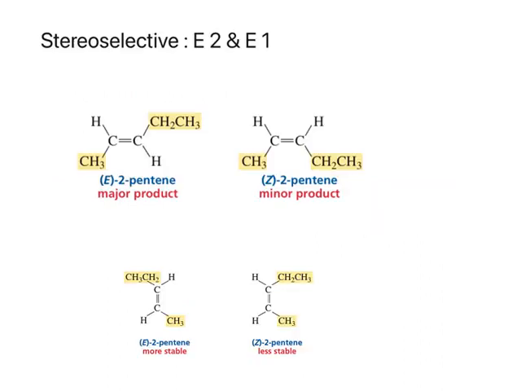Now moving to the next one, stereoselectivity. We have seen regioselectivity, wherein out of two constitutional isomers, one will be found predominantly. In the case of stereoselectivity, out of two stereoisomers, one isomer will be found predominantly. Now let us see about these two stereoisomers.